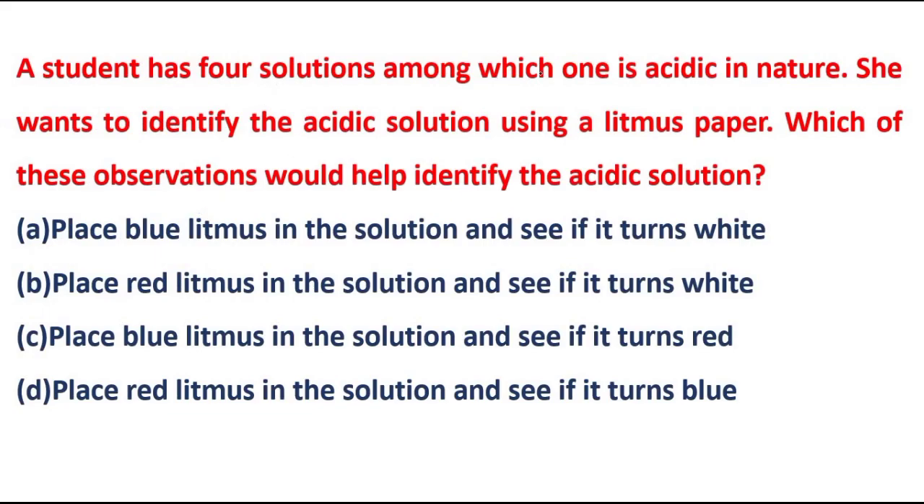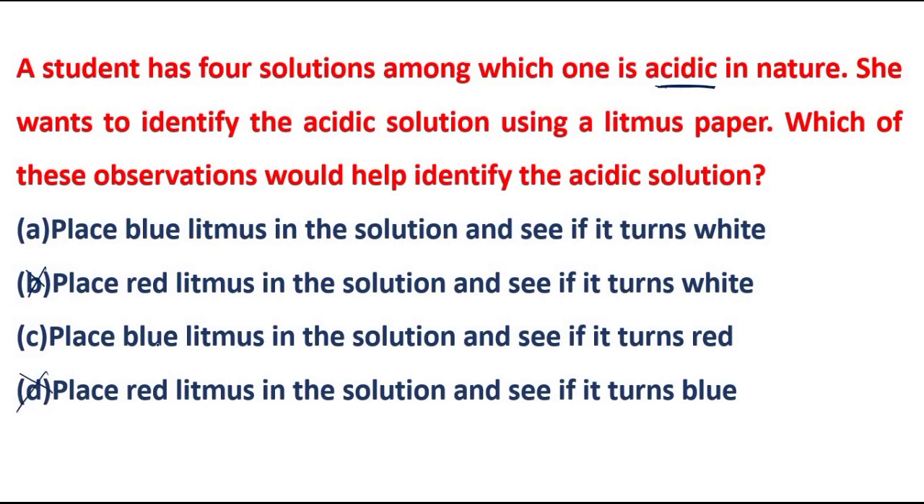A student has 4 solutions among which one is acidic in nature. She wants to identify the acidic solution using a litmus paper. Which of these observations would help identify the acidic solution? To check whether a substance is acidic in nature, we have to use a blue litmus solution. See which option is having blue litmus solution.